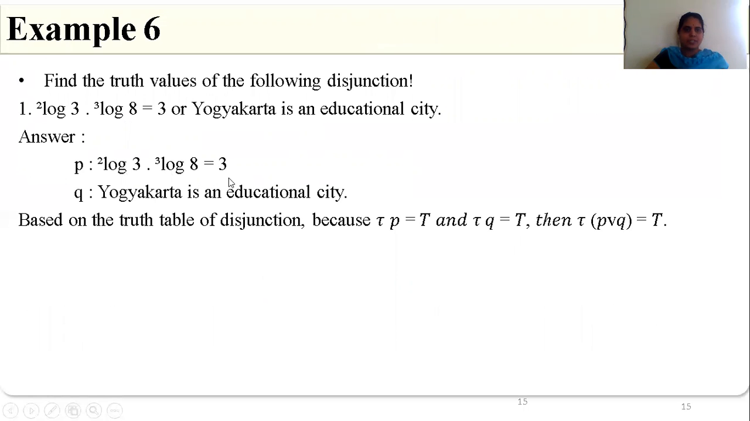We can observe, this is a given question. These are the statements. They either result in true or false. Let's consider the truth value of P is true and the truth value of Q is also true. Then P or Q is equal to true.